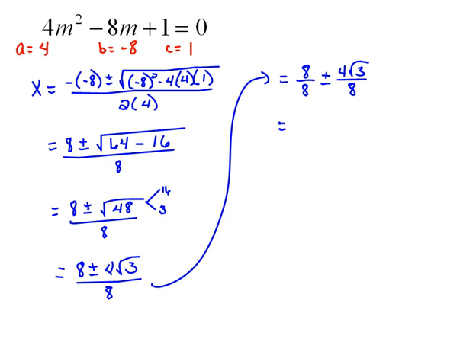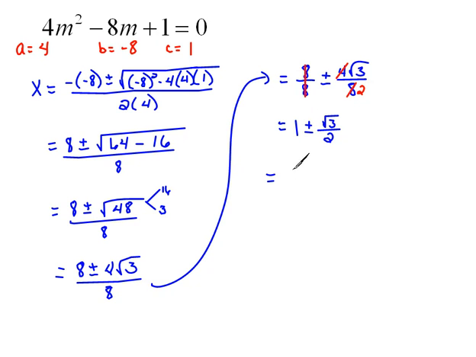And now we can simplify. 8 divided by 8 is 1, and 4 goes into 8 2 times. So this is really 1 plus or minus the square root of 3 over 2. Now we have to have that 1 there. We cannot get rid of it. So don't forget to write that.